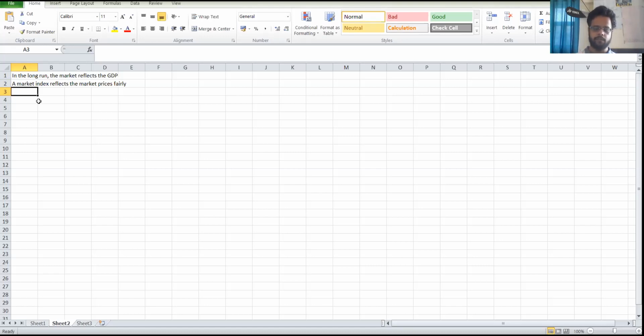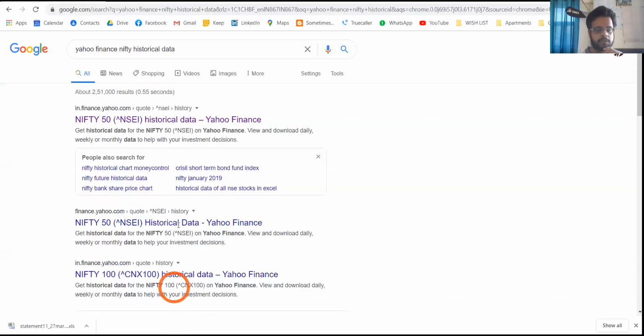that in the long run, the market prices are incorporated in the market index. So what we are going to do here is take the ratio of the market prices to the GDP. Now for that, we first need to have the data of the market prices and the GDP. So we'll first hit the GDP.